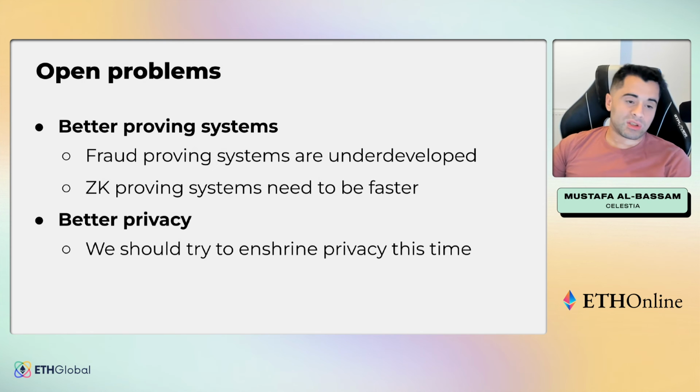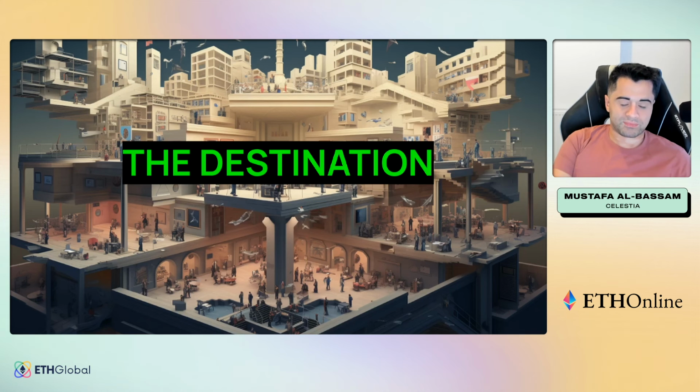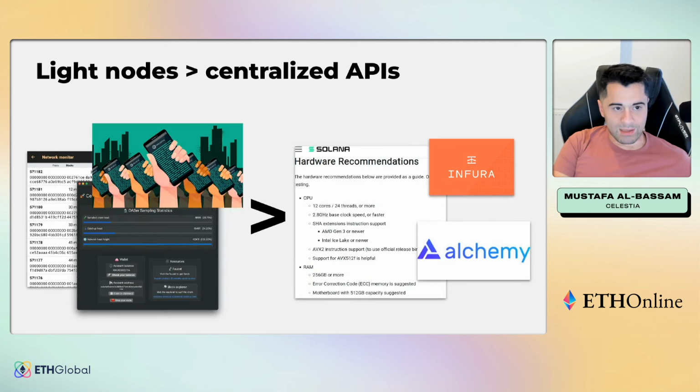And there's this idea that maybe we should define common interfaces. For example, a common DA interface for rollup frameworks instead of having a slightly different one for every framework. We also need faster ZK proving systems and better developed fraud proving systems. I don't think there's any completely deployed, decentralized fraud proving system right now that's completely permissionless. And also privacy. This time you have an opportunity to actually try to enshrine privacy into the stack instead of just ignoring it.